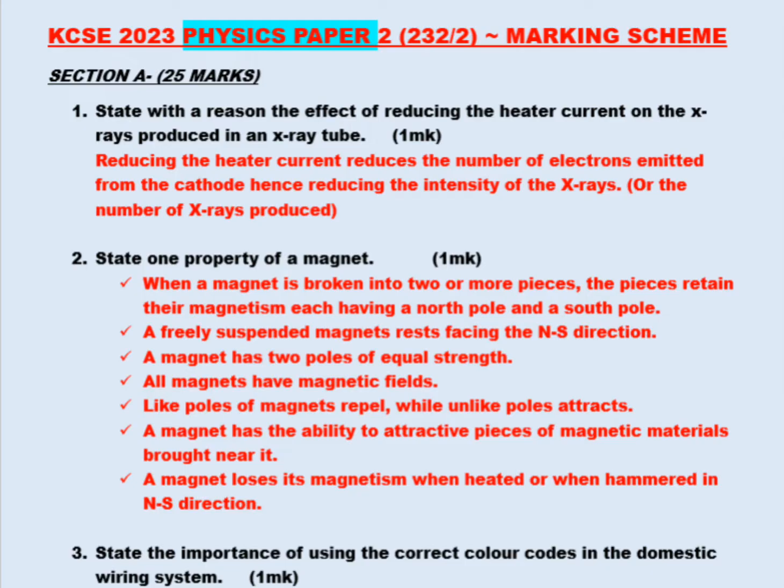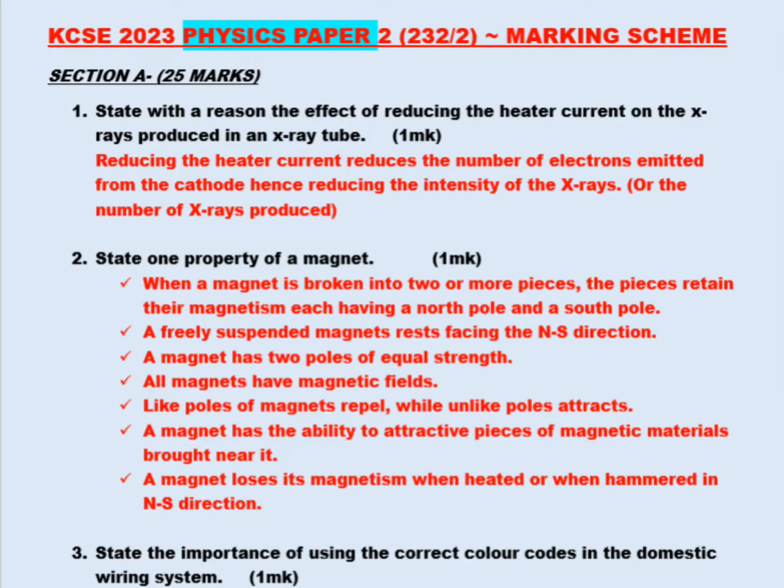Question 1, state with a reason the effect of reducing the heater current on the X-rays produced in an X-ray tube. So reducing the heater current reduces the number of electrons emitted from the cathode, hence reducing the intensity of the X-rays. Also, you can say, hence reducing the number of X-rays produced. So the heater current affects the intensity by affecting the number of electrons dislodged from the cathode.